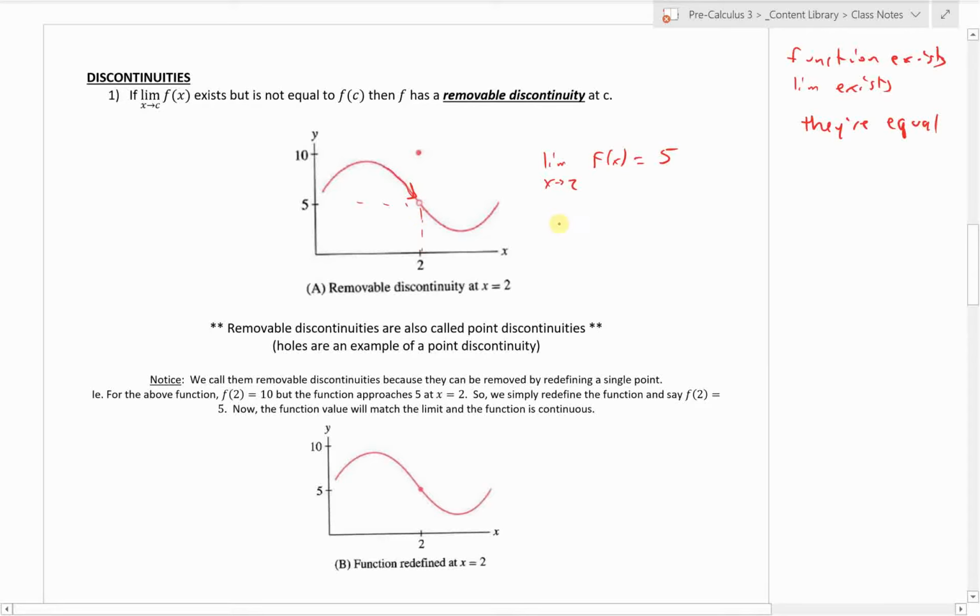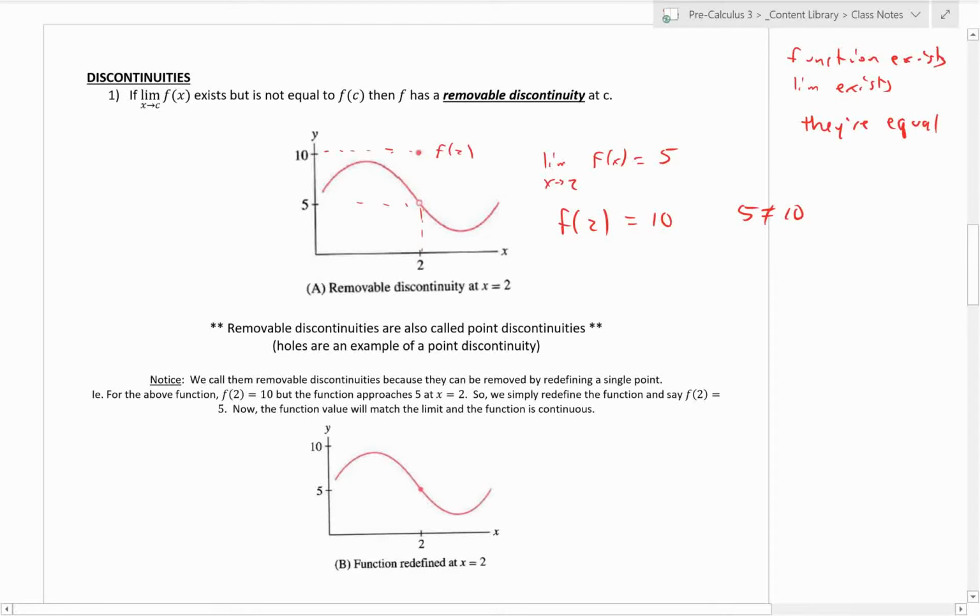right? But the function value at 2 would be this point right here. That's f of 2 right there. So f of 2 is 10. And it's hopefully pretty obvious that 5 is not equal to 10. So since the limit exists and the function value exists, but they're not equal to each other, then we know it's discontinuous. And specifically, we have this kind of discontinuity that we call a removable discontinuity.